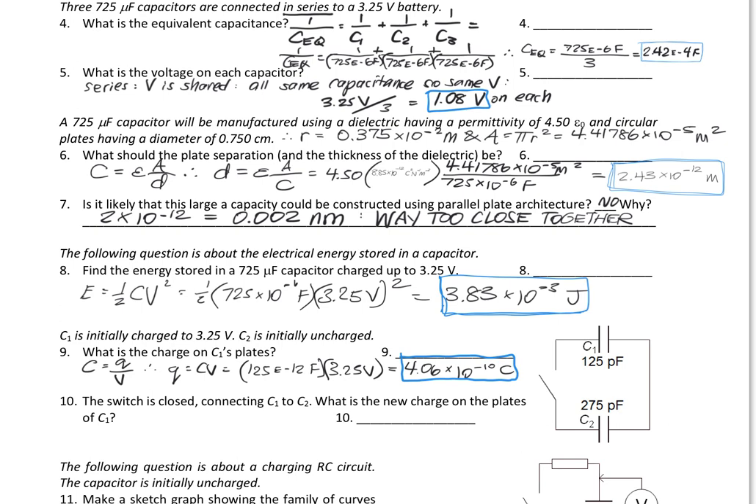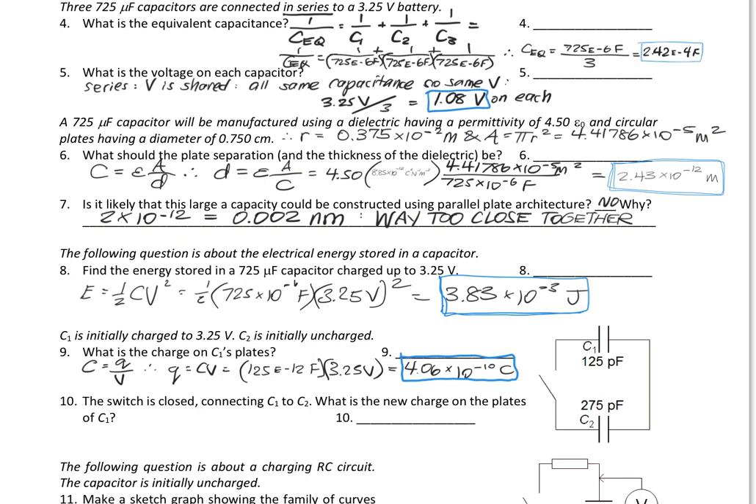Okay, number 9, we have 3.25 volts on C1. C1 is 125 picofarads. Pico is 10 to the negative 12. And so if C is Q over V, Q is CV. I'll multiply them up. 4.06 times 10 to the negative 10 coulombs. Then it says the switch is closed connecting C1 to C2. What's the new charge on the plates of C1?